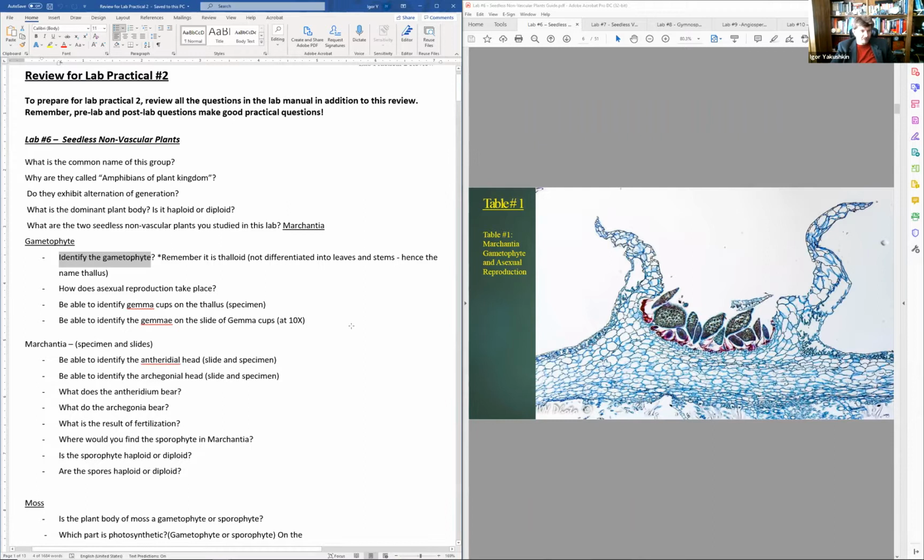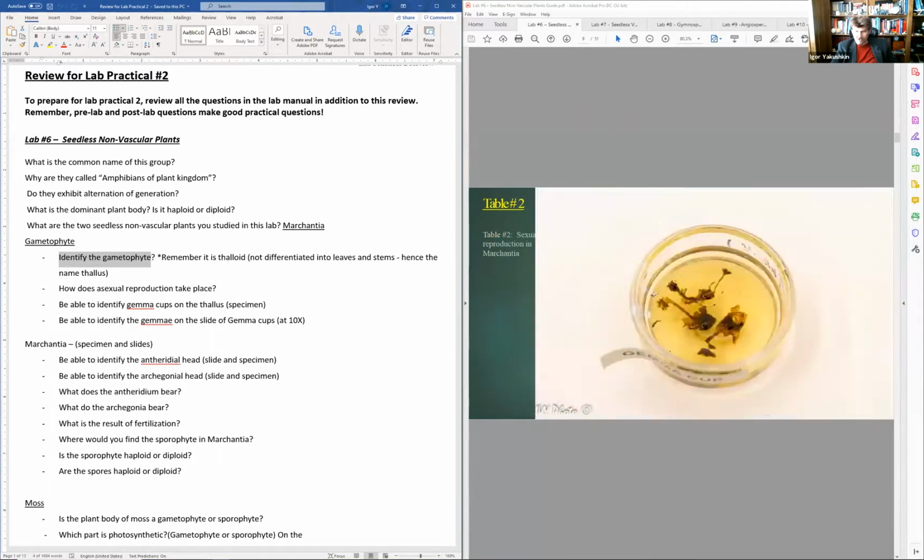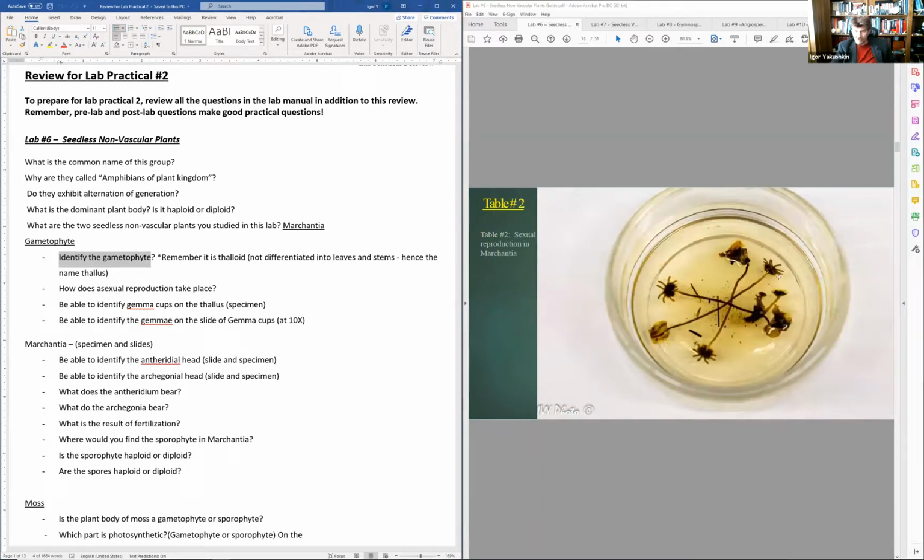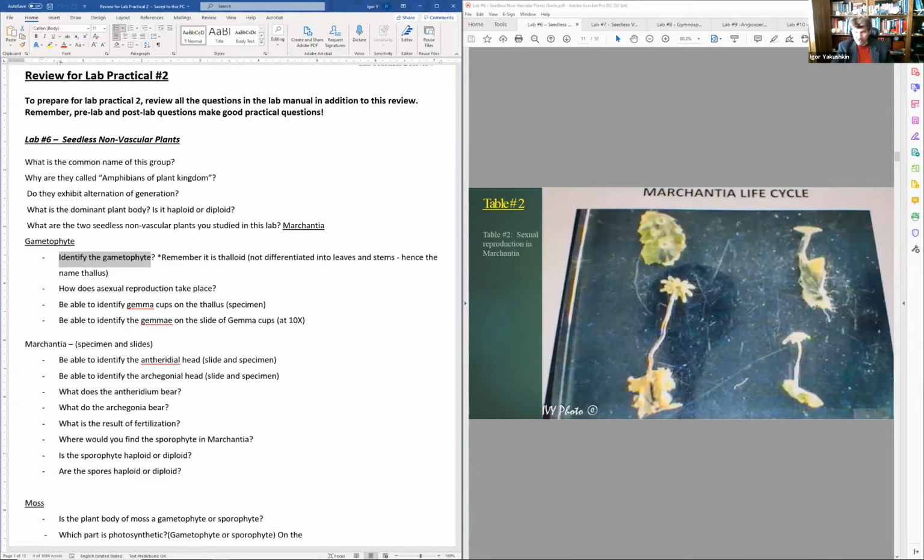Be able to identify the antheridial and archegonial heads. So let's take a look. You see those that are sticking out like palm trees? Those are the archegonia. The one that is more like an umbrella is the antheridial head. So here we have the archegonia, and that's the antheridial.